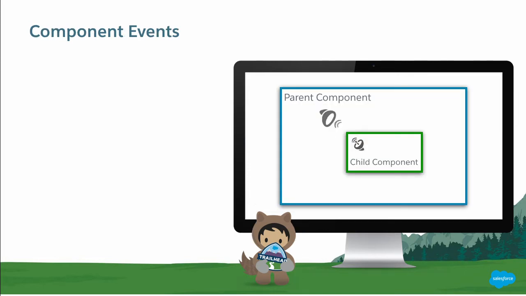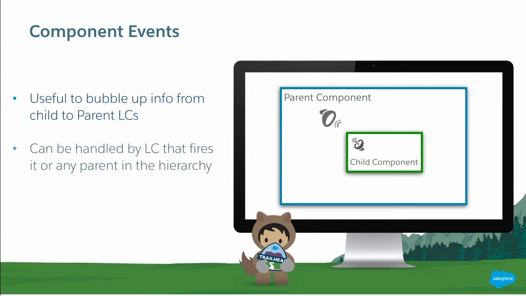And now let's talk about component events. Component events are very useful whenever you have these parent and child hierarchy scenarios with Lightning components, in our case here. And it's very useful whenever you need to bubble up or pass information, communicate something from the child level components to the parent component level, okay? As you can see, component events can be handled either by the Lightning component that fires that component event or by any parent component in the hierarchy, right? So I want to show you what the requirement was that we got from our project manager and why we decided to use a component event, right?